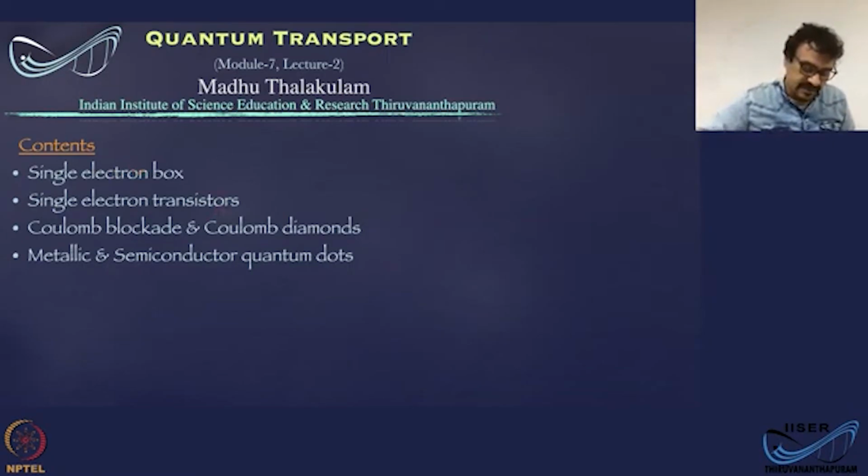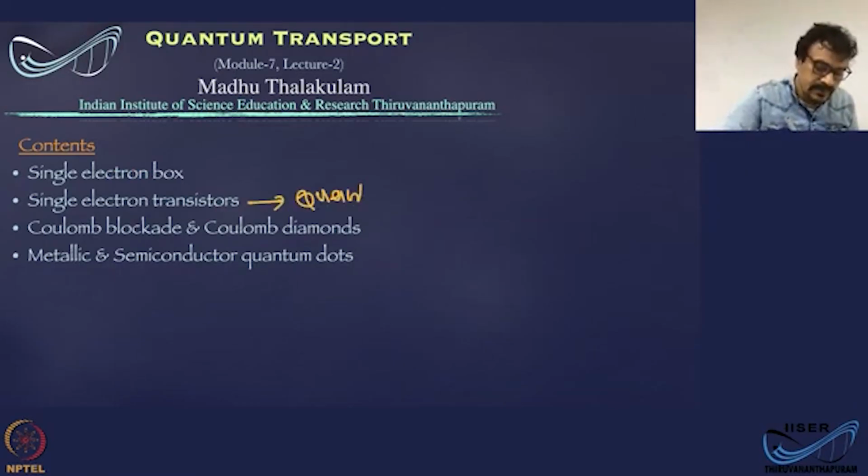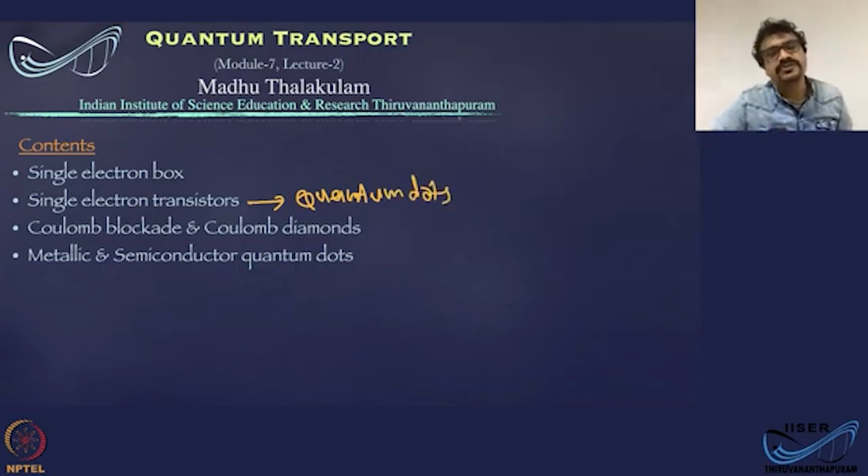These single electron transistors are also called quantum dots. And we also will discuss the transport characteristics of these devices, namely the Coulomb blockade and the Coulomb diamonds. Then we will finish it with overviewing the metallic and semiconductor quantum dots.